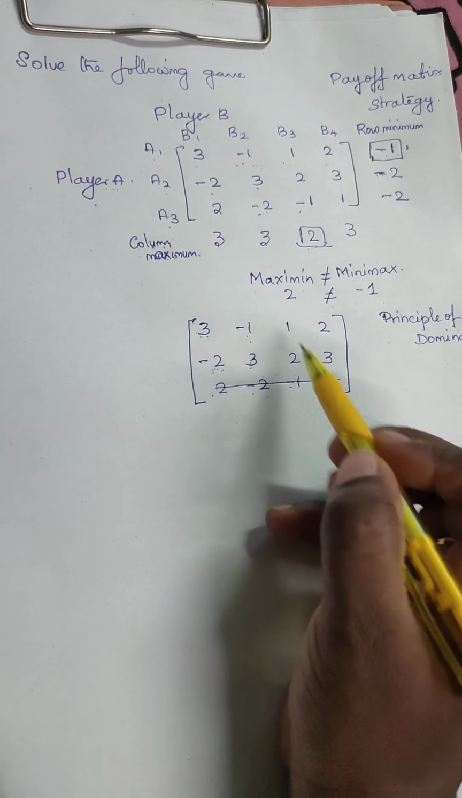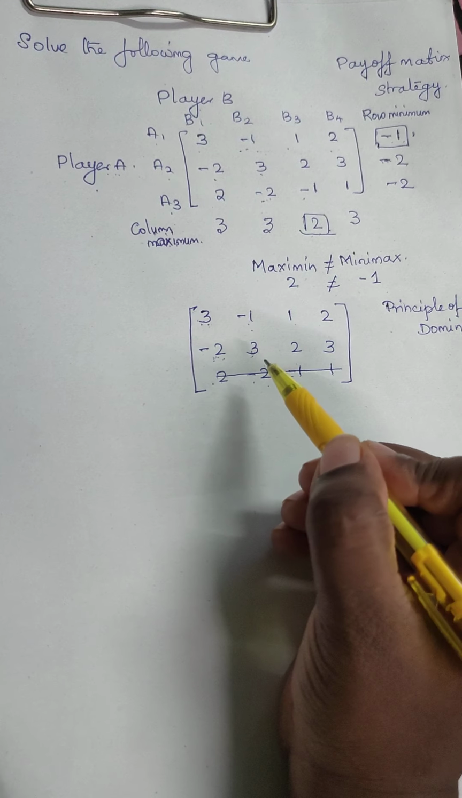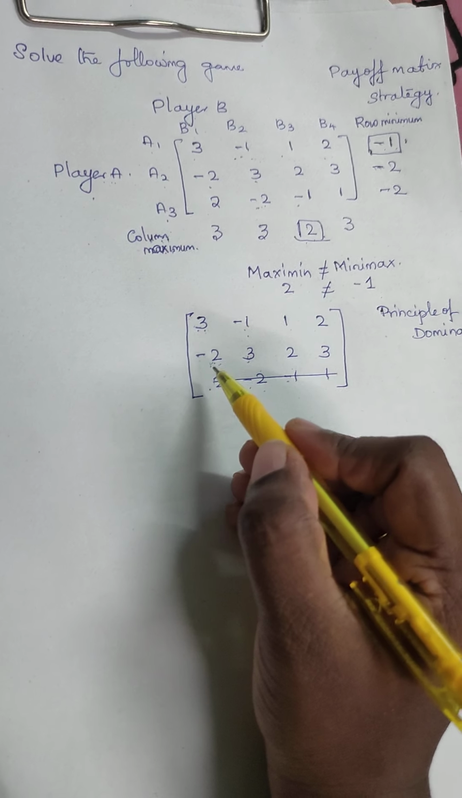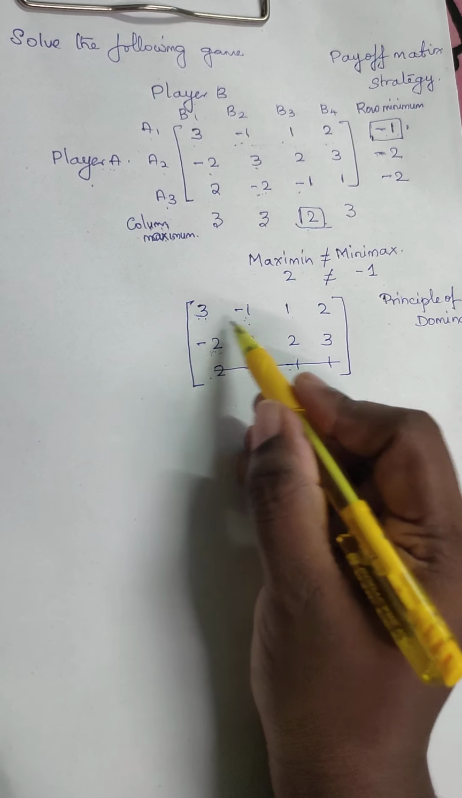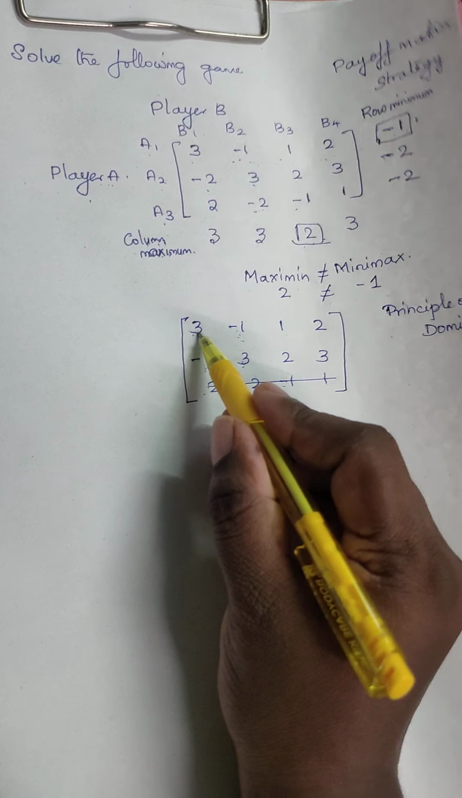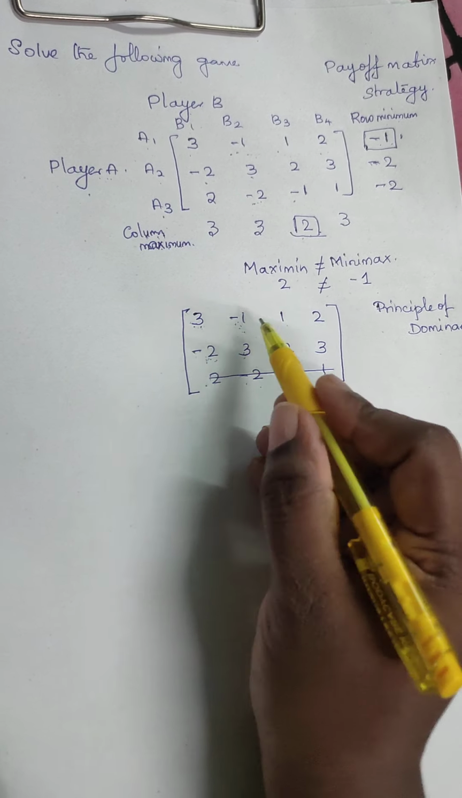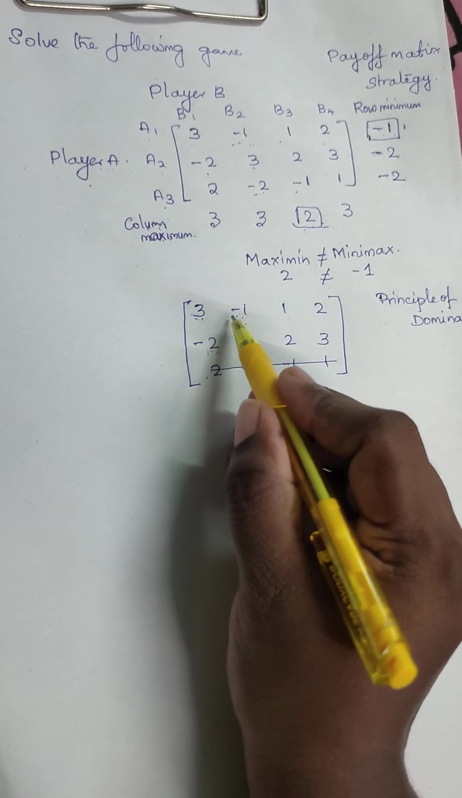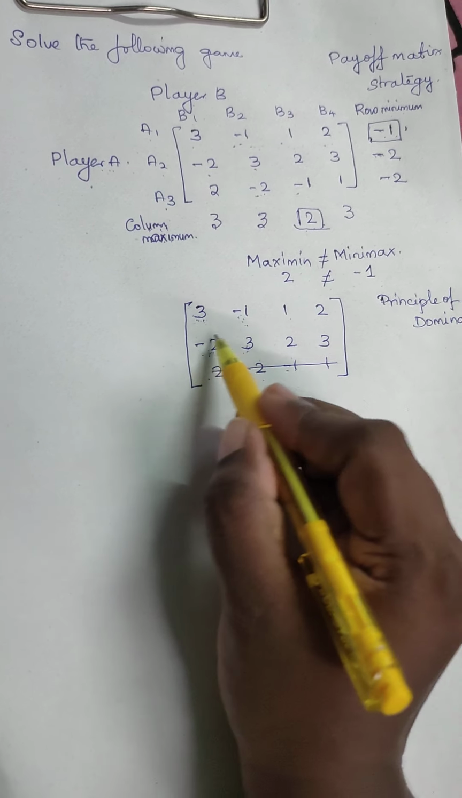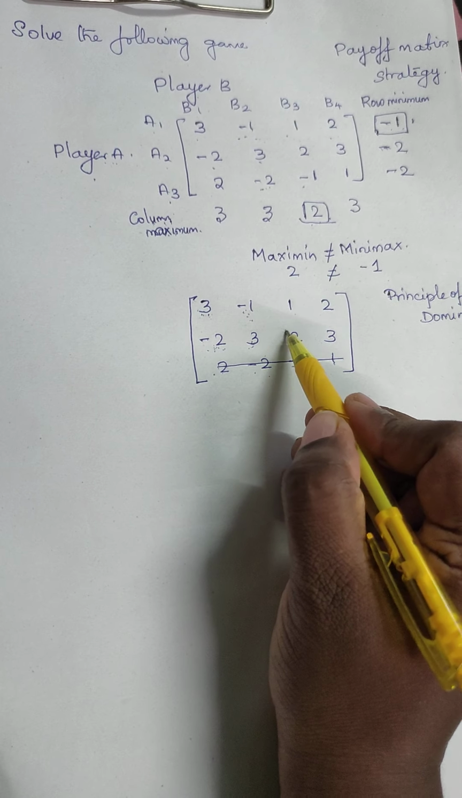Now column. In column the rule is opposite, that is you have to cut off the maximum column. Okay, so let's start with the first two columns. 3, minus 2; minus 1, 3. Minus 1 is less compared to 3. We have to take the more, so 3 is more than minus 1. But minus 2 is less than 3, so nothing can be done, leave it. We'll move on to the next one.